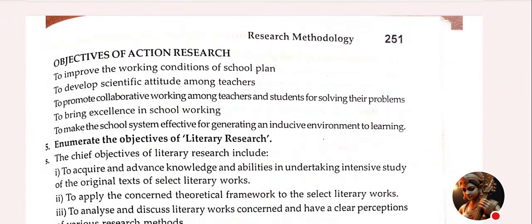Objectives of action research: to improve the working conditions of the school plan, to develop scientific attitude among teachers, to promote collaborative working among teachers and students for solving their problems, to bring excellence in school working, to make the school system effective for generating a conducive environment for learning.